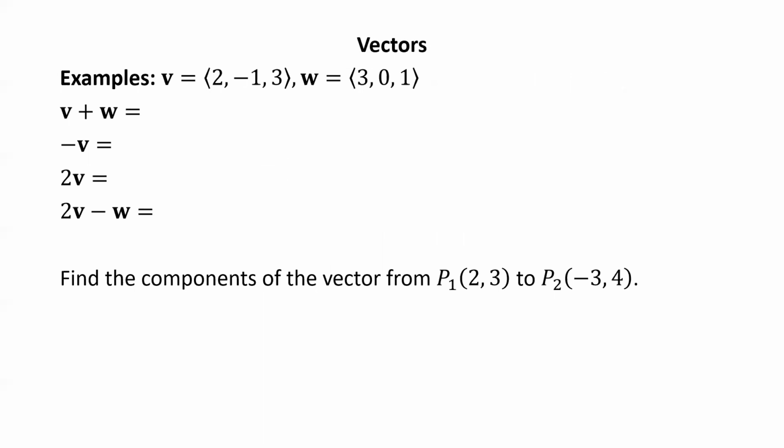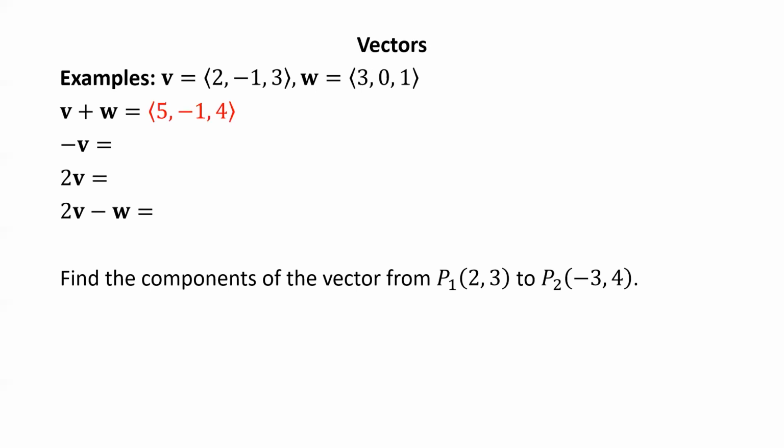Now's a great time to try an example. As always, you should pause the video first, try these examples yourself, and then resume the video to check your answers against mine. Okay, so here we have vectors v with components 2, -1, and 3, and w with components 3, 0, and 1. To get v plus w, we add component by component.